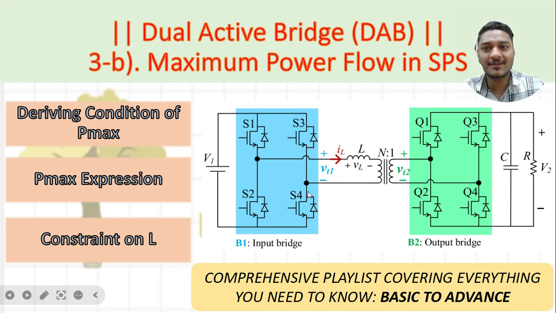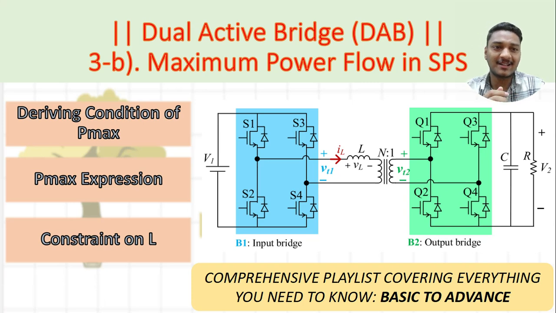My name is Ashish and today we will talk about the maximum power flow in single phase shift modulation in DAB converter. In the last class we tried to understand how the single phase shift modulation works in the DAB converter, how we can draw its waveforms of VL and IL, and from that waveform we analyzed it and derived the expression for I naught. From the expression of I naught we derived the expression for power, and came up with the well-known expression of power flow in a DAB converter when we use the single phase shift modulation.